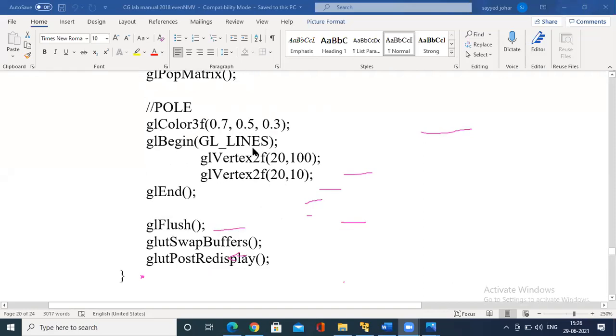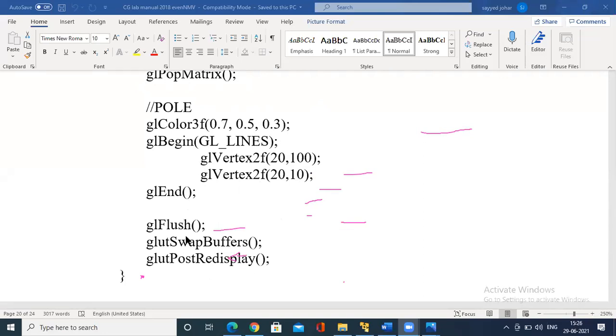Pole is a simple line. So that is a line, right? With respect to the coordinates 20, 100, that is above 20, 10. So these are all the x and y axes for the two rotations. So you draw GL_LINES, right? By using the color of a pole, maybe a brown color.